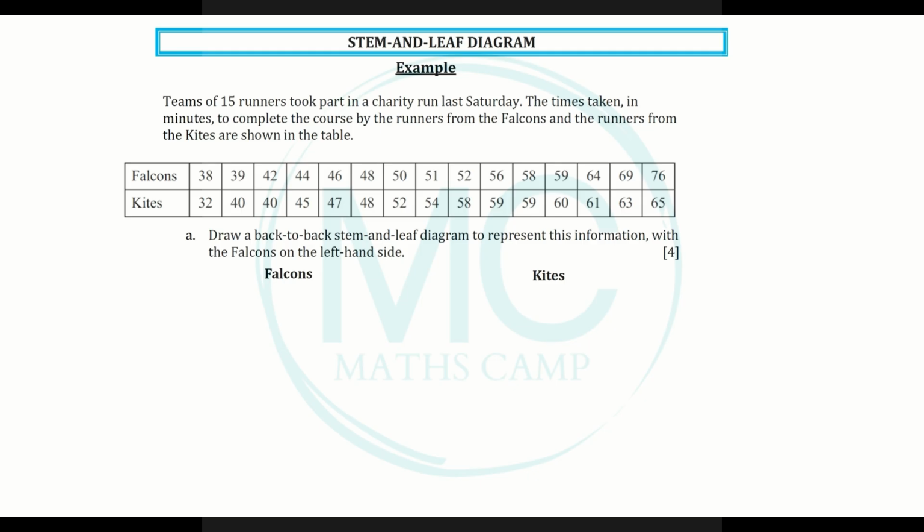We start with our central column, the stem of our diagram. In the table, the lowest value is 32 and the highest is 76. So we need to account for 30s, 40s, 50s, 60s, and 70s. We can draw in our column like this.